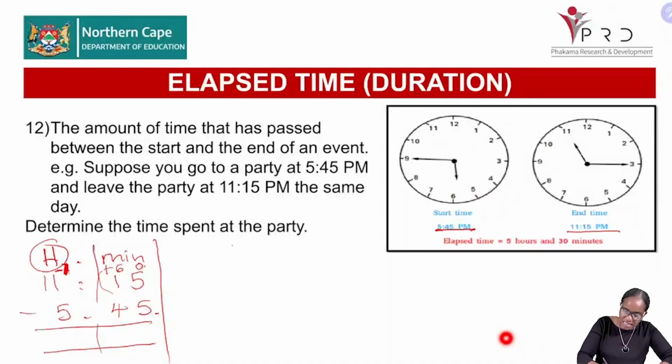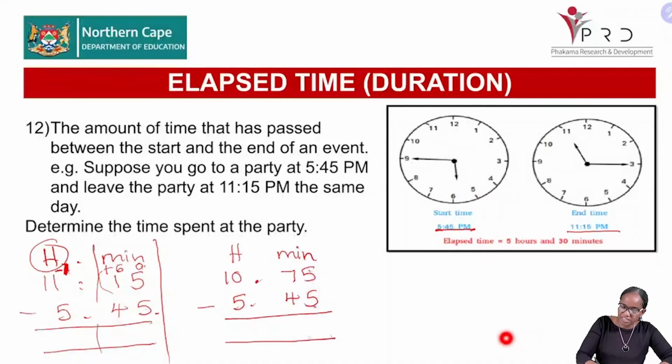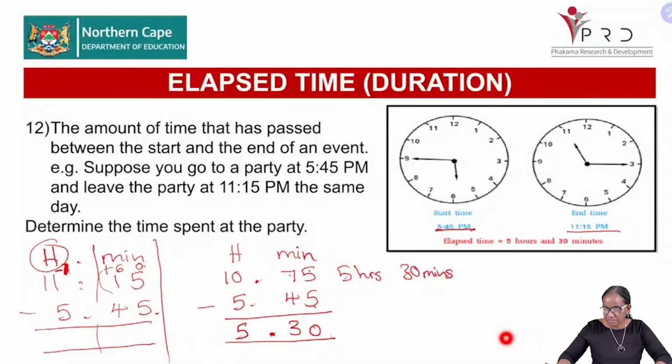I will rewrite this now. I have my hours and my minutes. If I subtract 1 hour, I'll remain with 10 hours. If I add 60 minutes, I will now have 75 minutes. Subtract 5 hours, 45 minutes. This gives me 5 minus 5 will give me a 0. 7 minus 4 will give me a 3. 10 minus 5. So I remain with 5 hours, 30 minutes. That's the elapsed time. I hope we are following, learners, right?